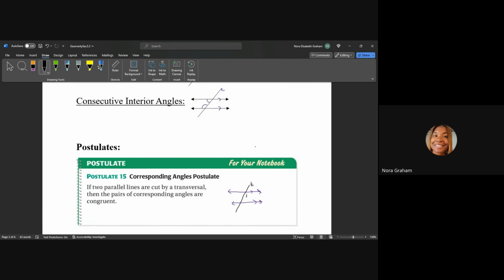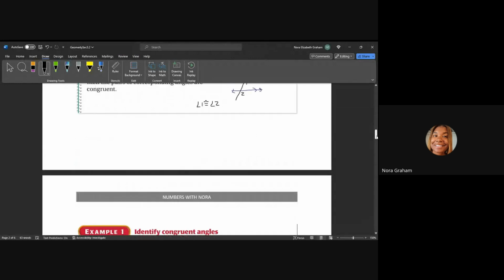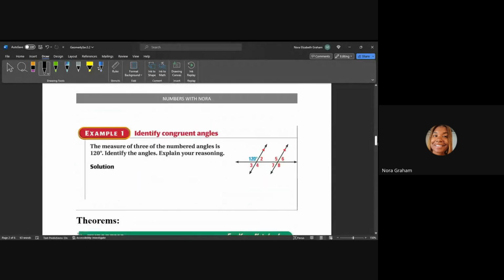So my corresponding angles, I'll name this one 1 and this one 2. All right. So that means angle 1 is congruent, and we use this symbol, like an equal sign with a little swirl on top, to mean congruent to angle 2. And that's our postulate we'll be using throughout this section. Okay. All right, so let's go ahead and head into the example.